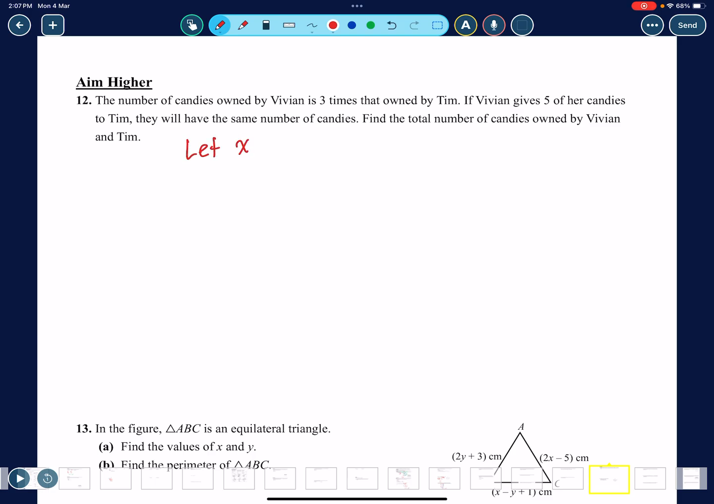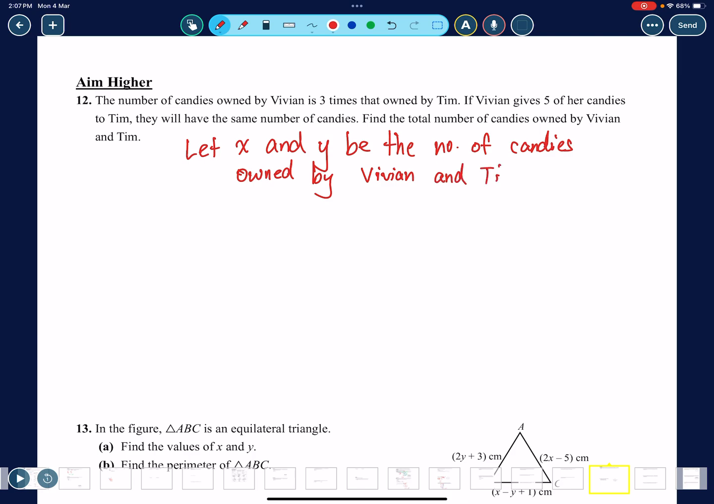So let X and Y be the number of candies owned by Vivian and Tim, respectively. You have to add the word respectively. When the word respectively comes, the first letter you declared is for the first name. X is for Vivian, Y is for Tim. And you have the word respectively there. If you don't have the word respectively, we're not sure which letter is for which.